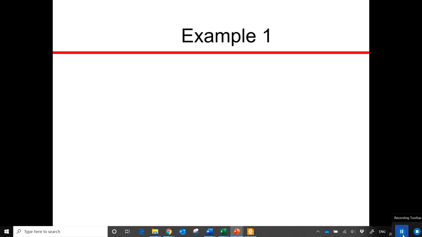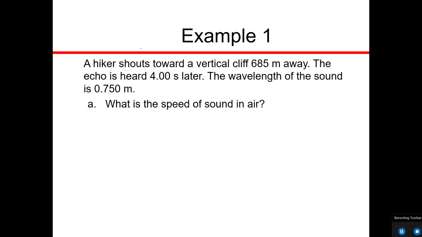Example 1, we have a hiker. So a hiker shouts toward a vertical cliff 685 meters away, so the sound is going to go toward the cliff, bounce off of the cliff, and come back to the hiker as an echo. Okay, we have our wavelength of sound. What is the speed of sound in air?